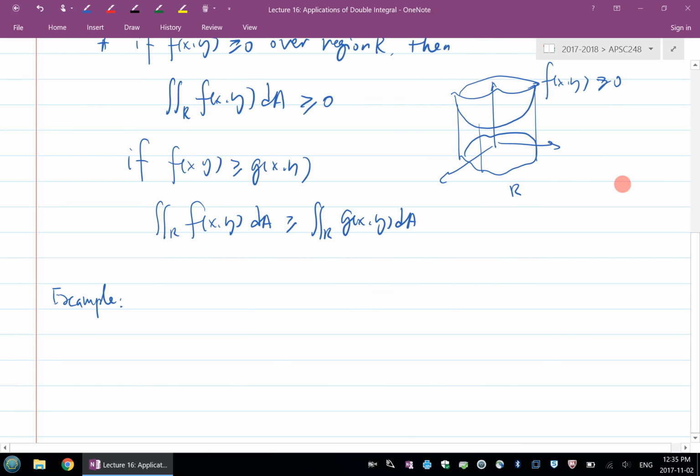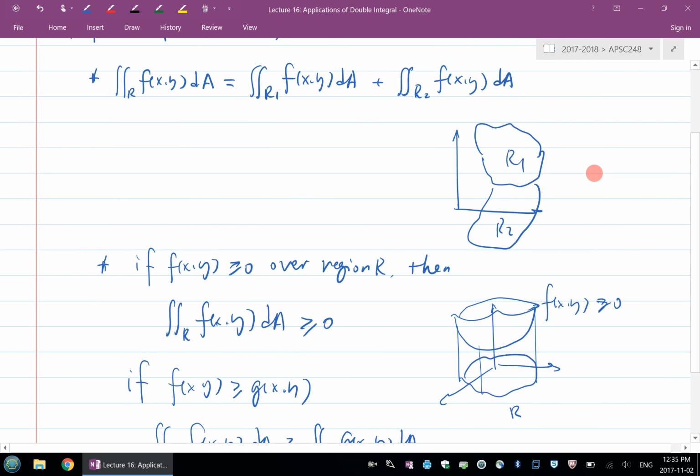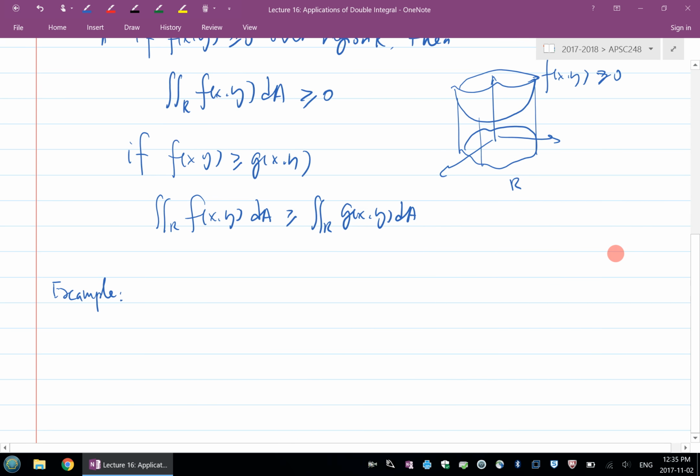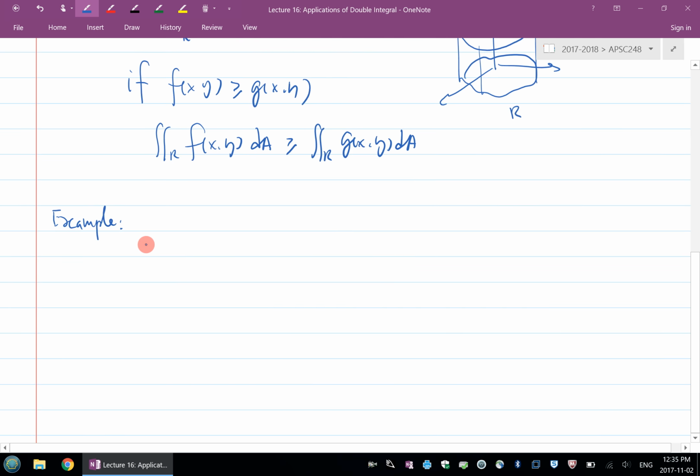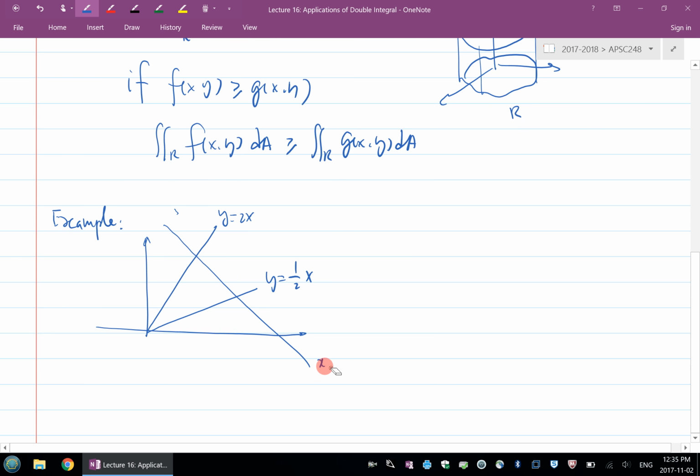Okay, so let's take a quick look at an example of how we can make use of the first property here, this additive property, or integration by parts. I started this example in the previous lecture already. You have three straight lines bounding a region R, and we're going to integrate some function over this region R.